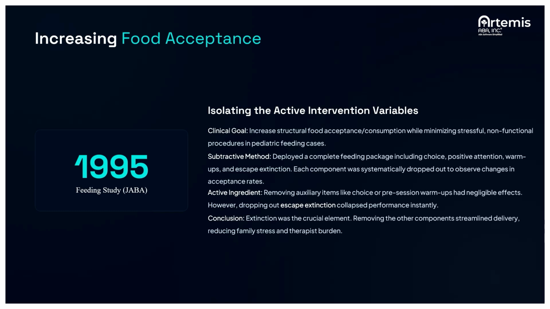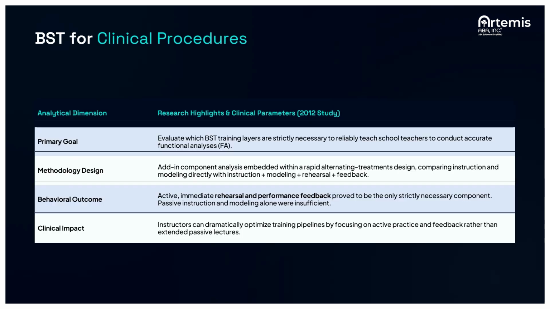The third study from 2012 looked at training school teachers to run accurate functional analyses. They used an add-in design coupled with a rapid alternating treatment design. By evaluating passive instruction and modeling versus active practice with feedback, they found that passive training was ineffective on its own. Immediate performance feedback and behavioral rehearsal were the only components that consistently drove mastery, showing we can skip long passive lectures and jump straight into active practice.